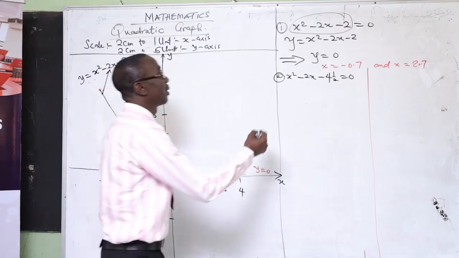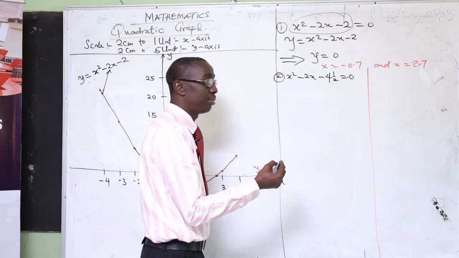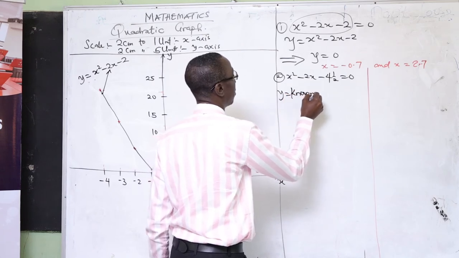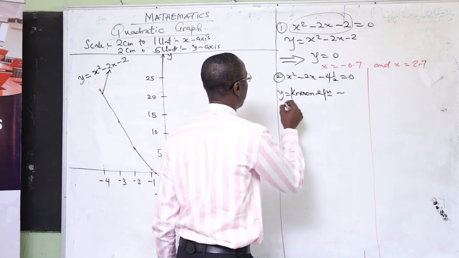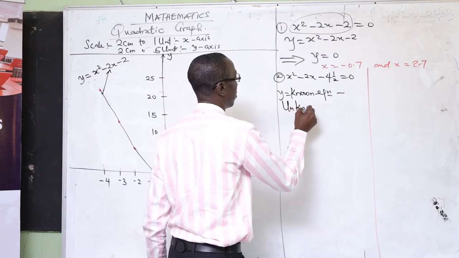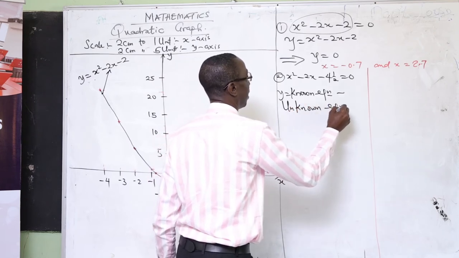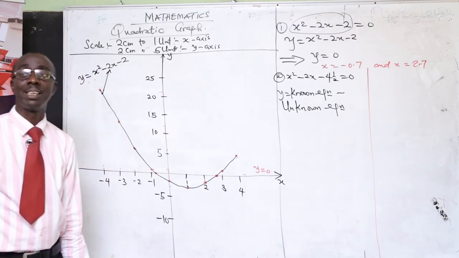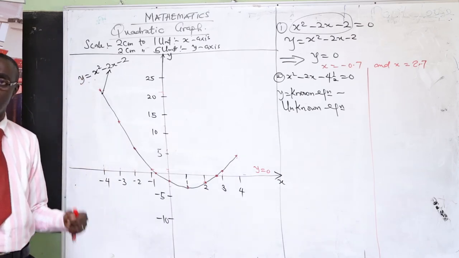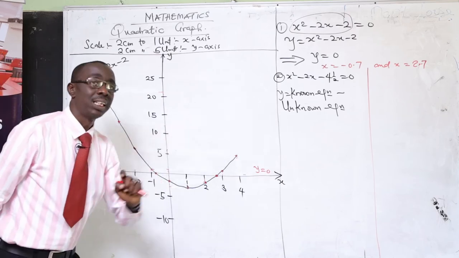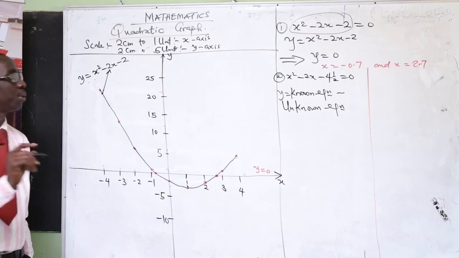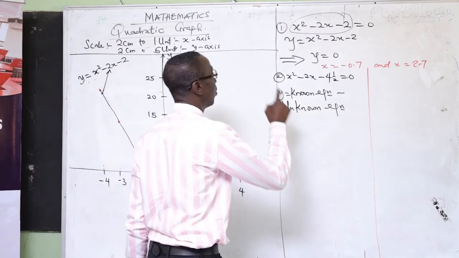Then I just brought out an expression for myself that says y is equal to the known equation minus the unknown equation. My aim here is to actually get a straight line graph, that is y is equal to something. I'm using this as my own approach to get that straight line that will solve the problem for me. Can we take this over?